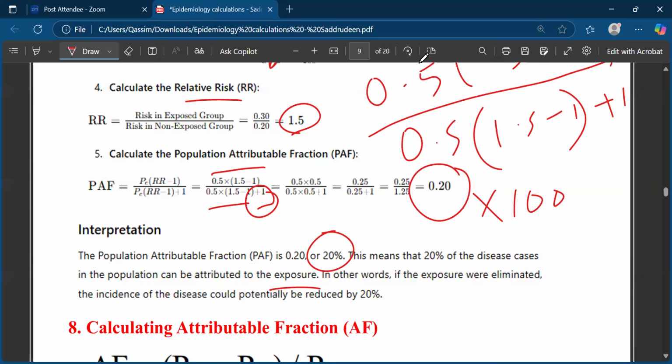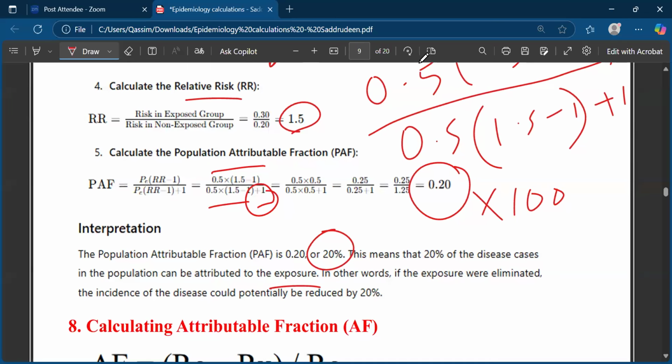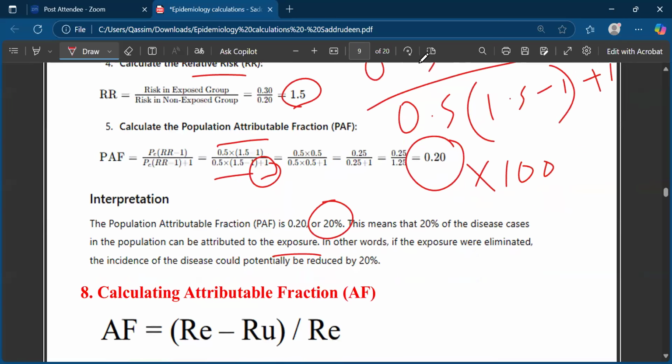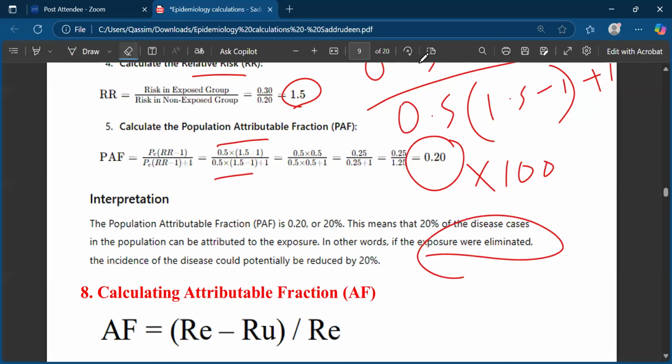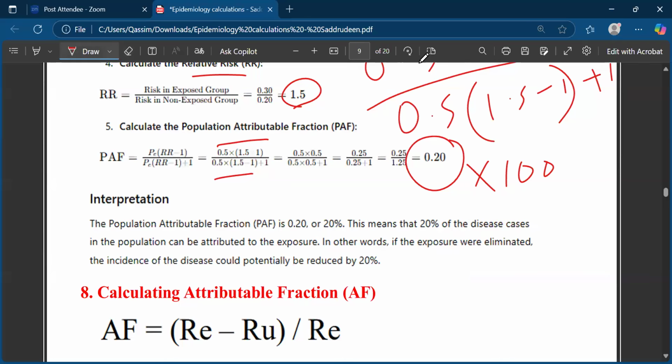In more technical terms, it's called the population attributable fraction. If you get 20%, or if you get 60%, you can say 60% of the diseased individuals have the disease because of the exposure. And it means if we eliminate the exposure, and you look at the last statement, if the exposure was eliminated, the incidence of the disease could reduce by that percentage.